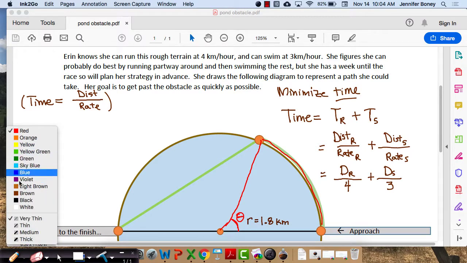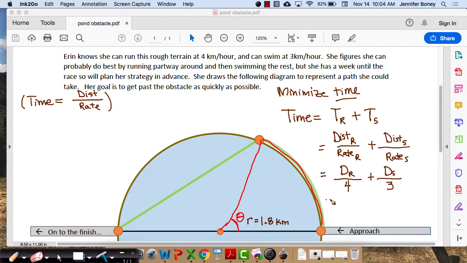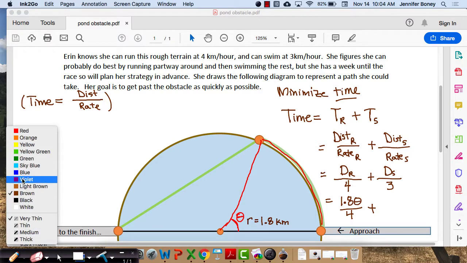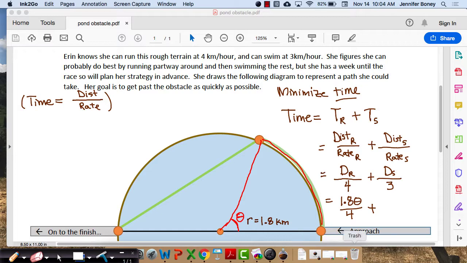All right, this is looking better. So I've got this first half of the expression here: 1.8 times theta, that distance, divided by 4, which is like 0.45 theta or something. That would be the running part, and then the swimming part. So now we've got a bit of a trig problem to think about. I'm going to start it and let you think about it for a little bit longer.